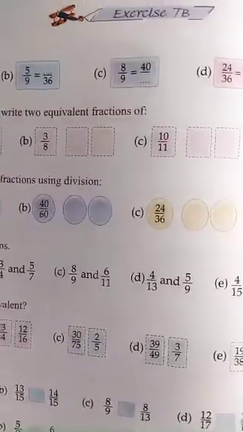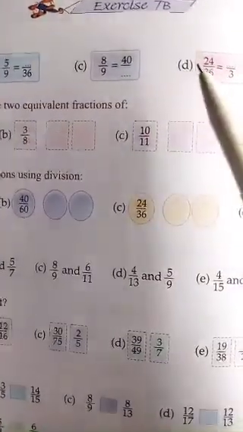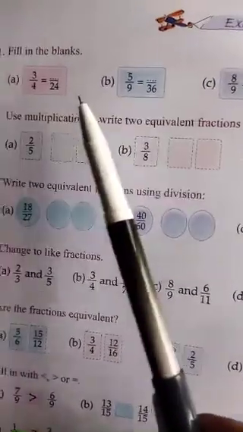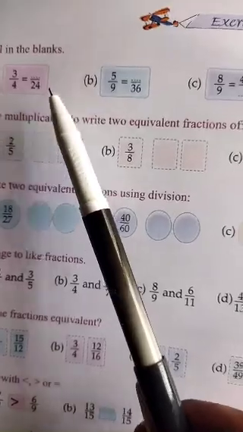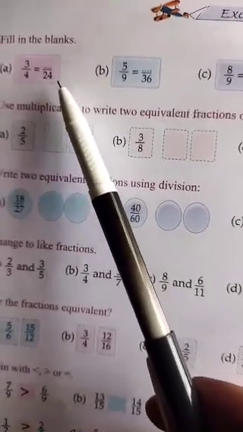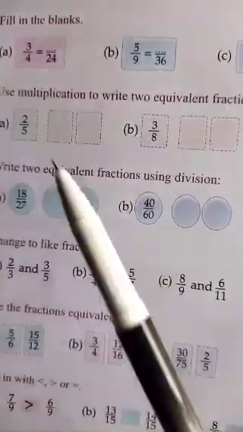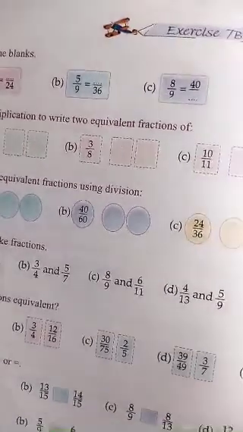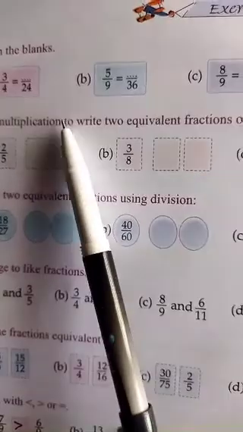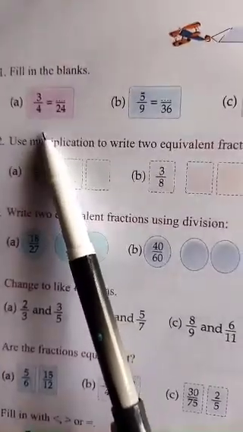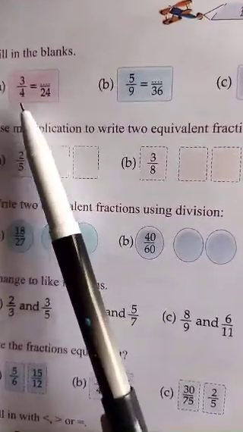Now, let us start our new exercise, exercise 7th B. First question, fill in the blanks. 3 upon 4 is equal to dash upon 24. How this dash we have to fill is like this. You have to divide the denominator with other denominator. Like 24 will be divided by 4.